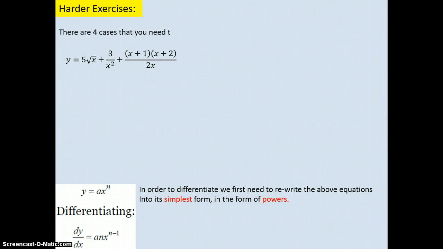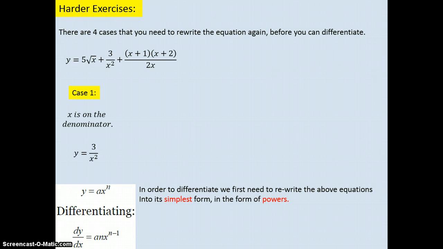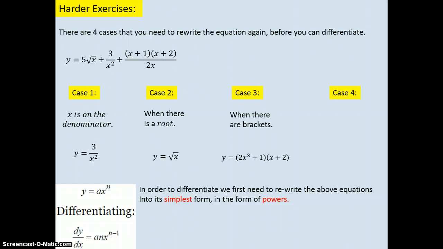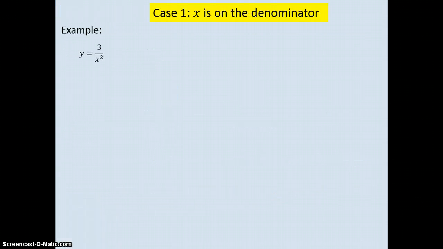And there are 4 cases that we need to do that. The first case is when x is on the denominator. Case 2, when there is a root in the equation. Case 3, when there are brackets. In case 4, when there are fractions. So in all these 4 cases, first we need to rewrite the equation before we differentiate. Let's see each case separately.